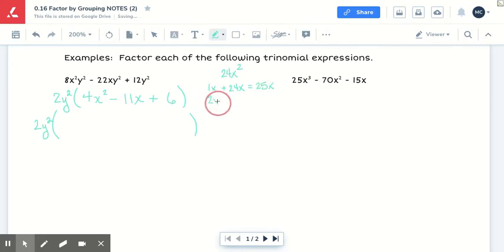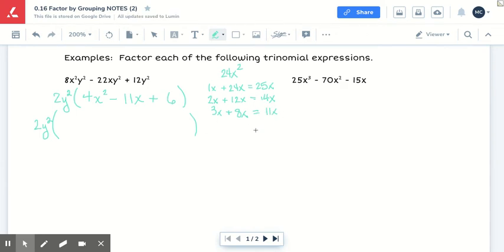And I could have 2x and 12x, and that would give me 14x if I add them together. Now remember, we're trying to get this number in the middle, this negative 11x. So once I come up with something that looks like it's going to help, I'm going to stop and use that. So I've got 3x times 8x would be 24x squared, and 3x plus 8x would be 11x.